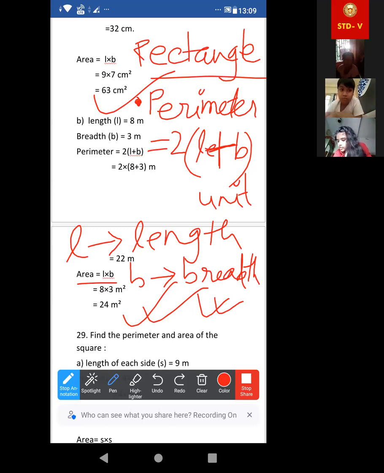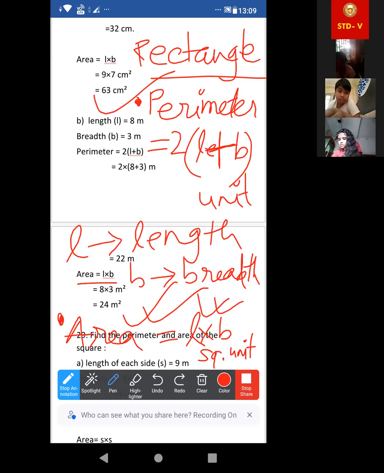Now just give a heading, make a bullet and write area. Area is equal to L into B, and here put the unit, square unit, or unit square. Area is equal to L into B square unit. It is for rectangle, and draw the figure of the rectangle also. Here write L, L. This one is B, this one is also B. Breadth, breadth. Complete it first.